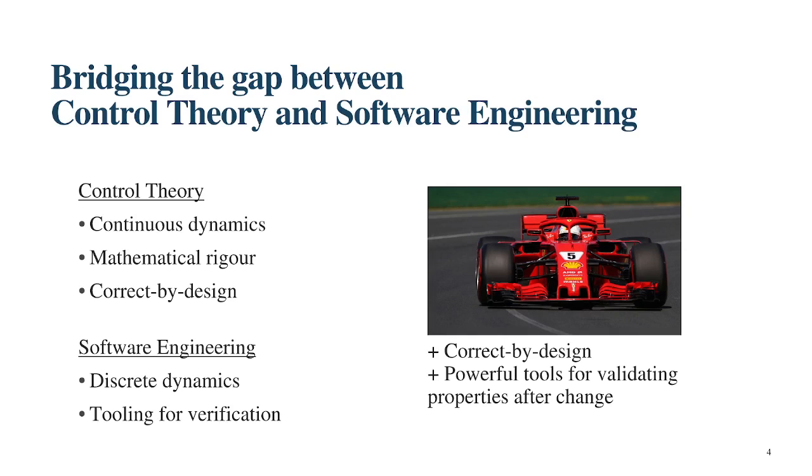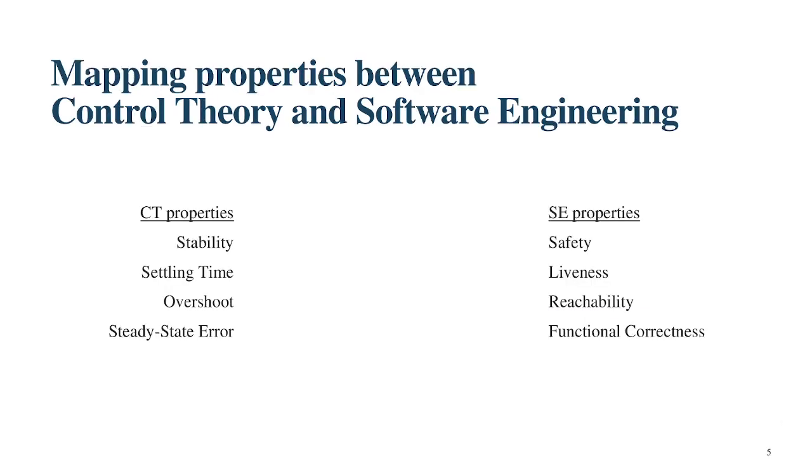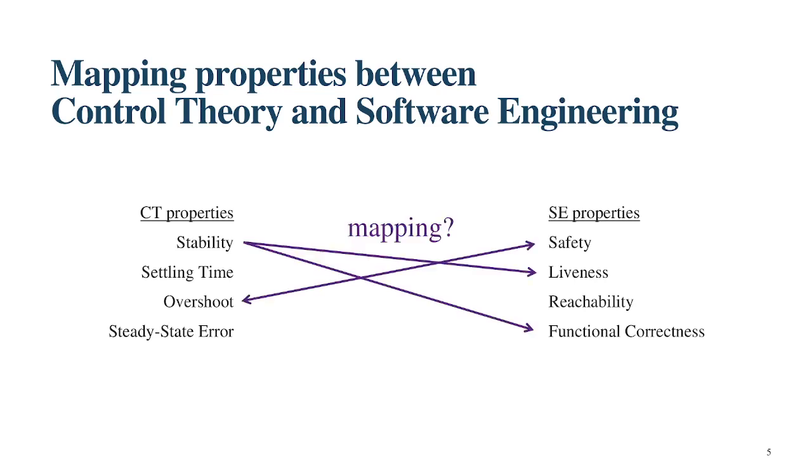For that, we need to unify or map control theory and software engineering properties. From one side, we have properties such as stability, settling time, overshoot, and steady-state error. From the other, we have safety, liveness, reachability, functional correctness, and many others. How to map them? Mapping these properties is particularly difficult mainly because they are usually represented in different notations.